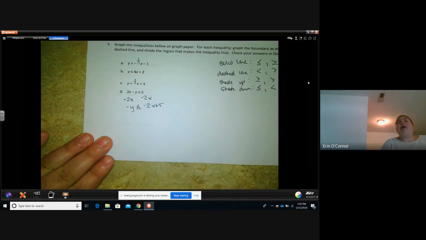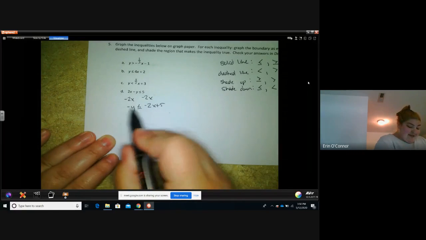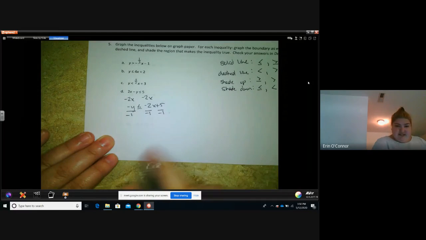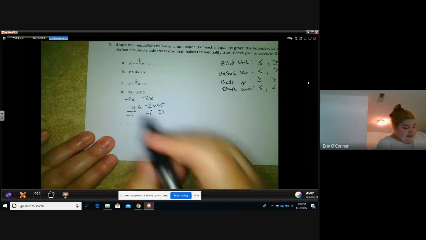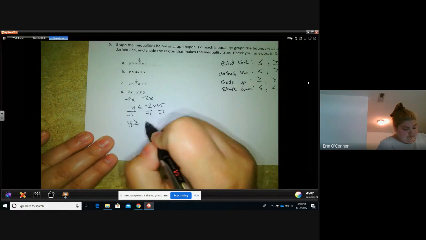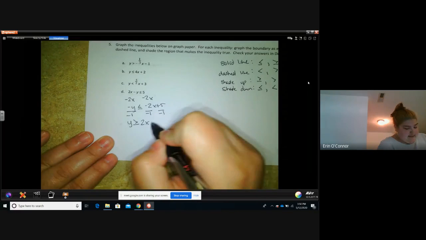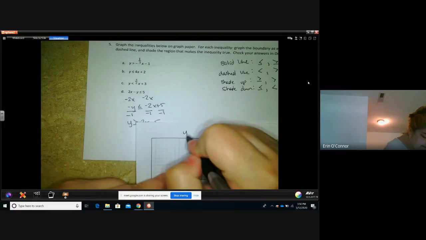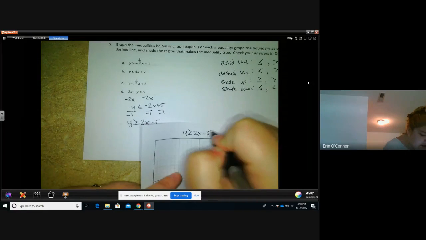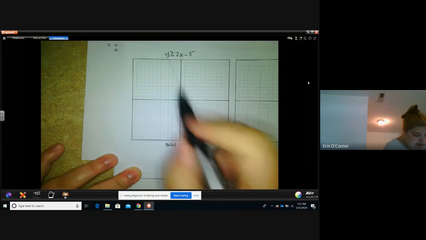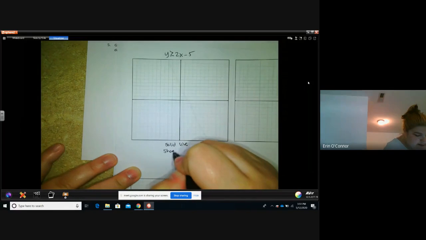I want it to look like y equals mx plus b, that slope-intercept form. Now this has a negative in front of it, so I'm going to divide everything by negative 1, just like if it had a number in front of it. Since I divided by a negative, this is going to switch to greater than or equal to. This will become 2x, and this becomes negative 5. So now that I have that, let's write that up here. We know this is going to be a solid line because of the equal to, and since it's greater than, we're shading up.